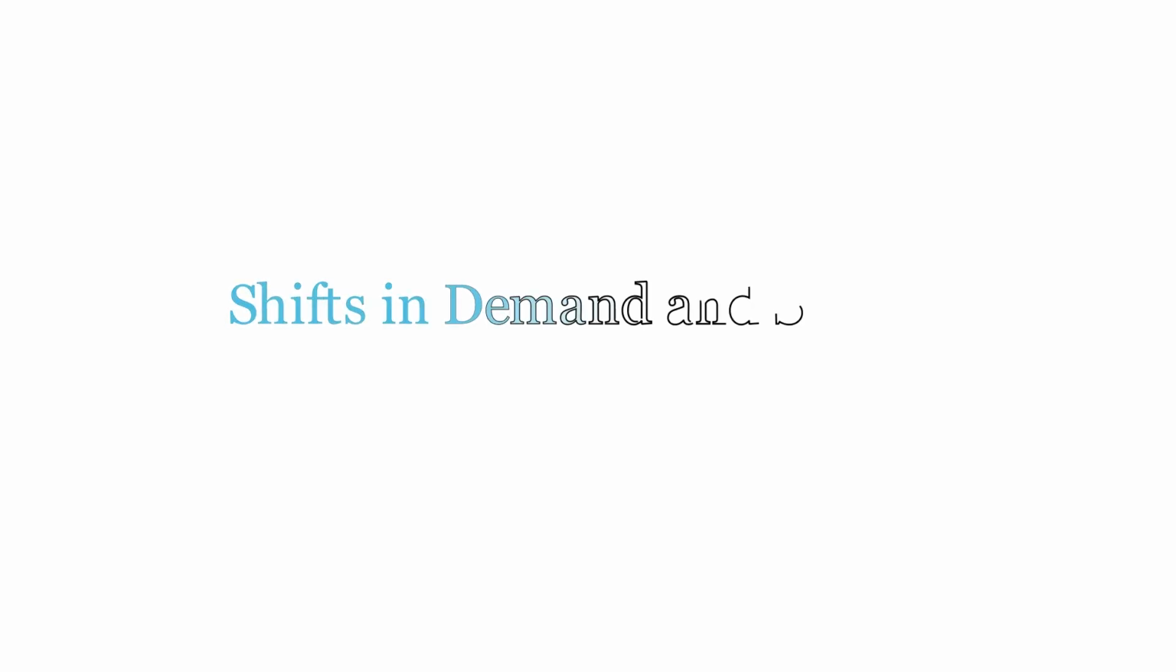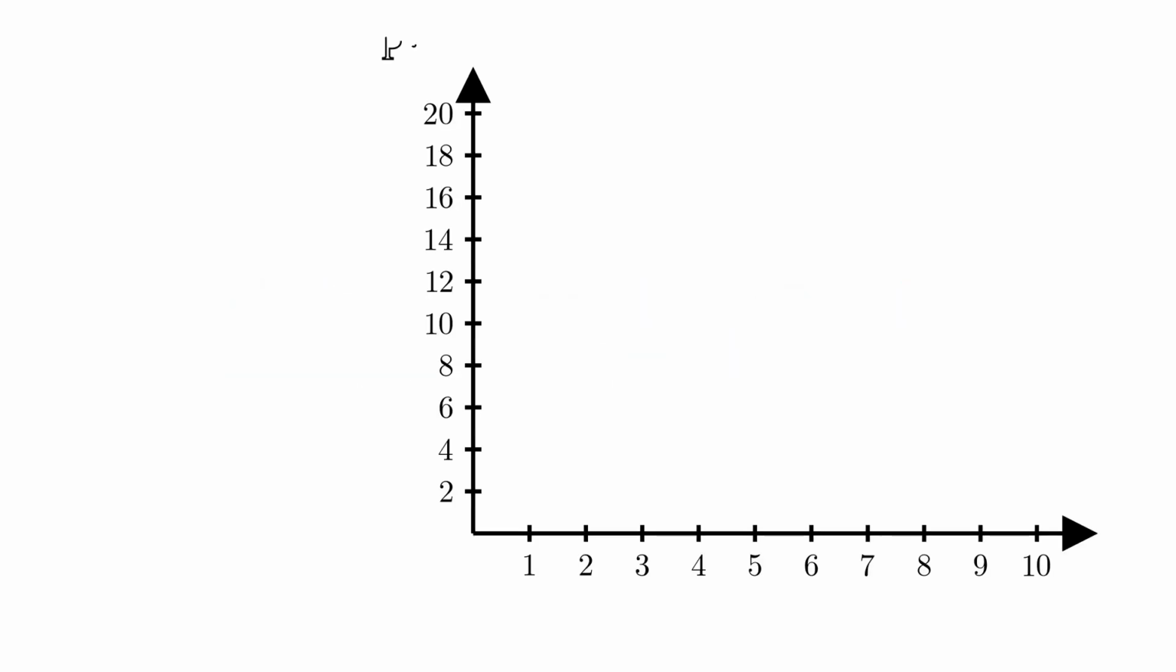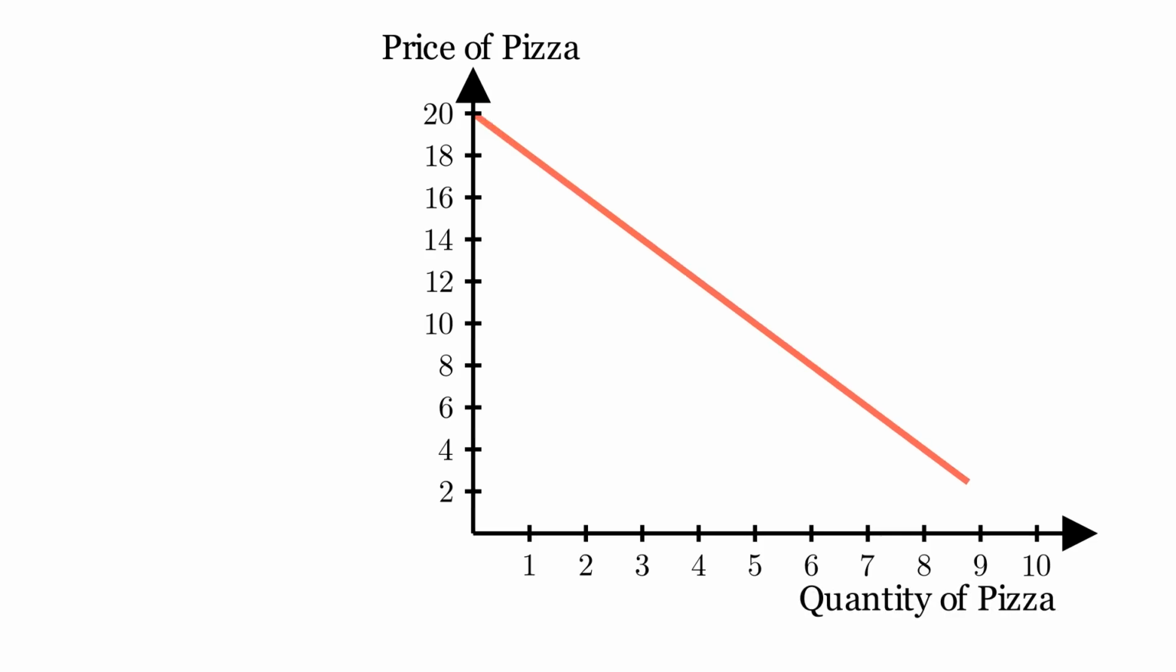Hello everyone. In this video, we will see how shifts in demand and supply curves affect equilibrium quantity and equilibrium price. In this graph, on the vertical axis, we have the price of pizza, and on the horizontal axis, we have the quantity of pizza. We have drawn the demand curve and the supply curve.